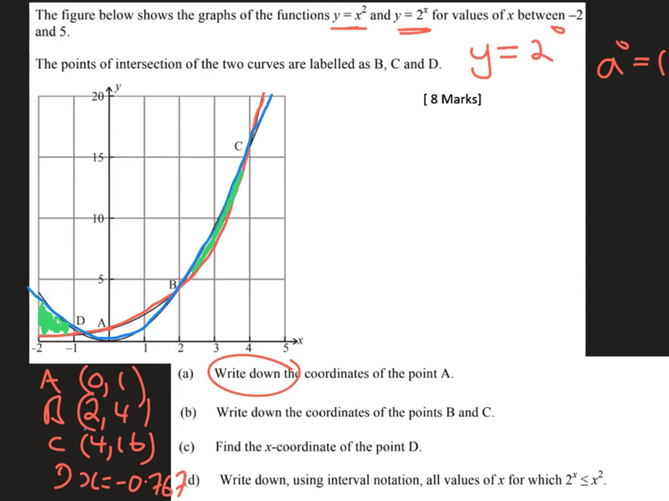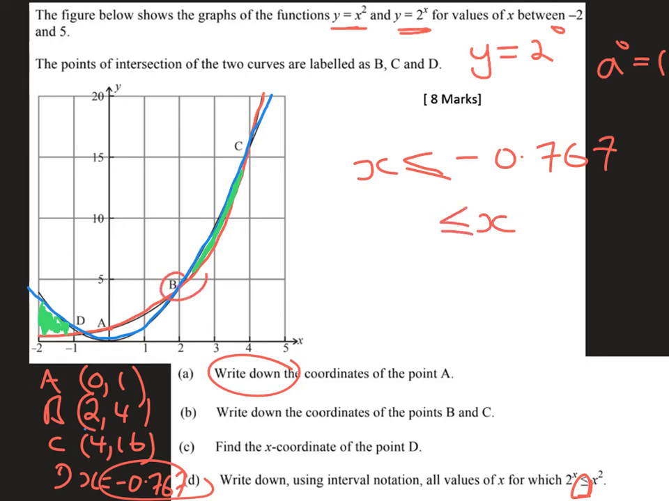So we are going to have values of x which are less than or equal to, because we've got the less than or equal sign here, the intercept, which we said was negative 0.767, and we're also going to have it in this region between B and C, so for values of x which are greater than or equal to the coordinates of B, which x is going to be 2, and less than or equal to the point where they intersect up here, C, where the x value is 4.